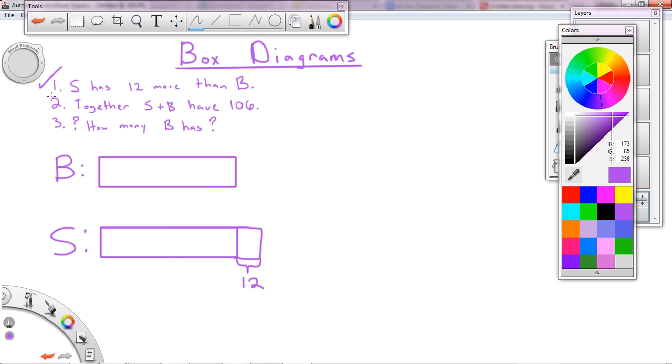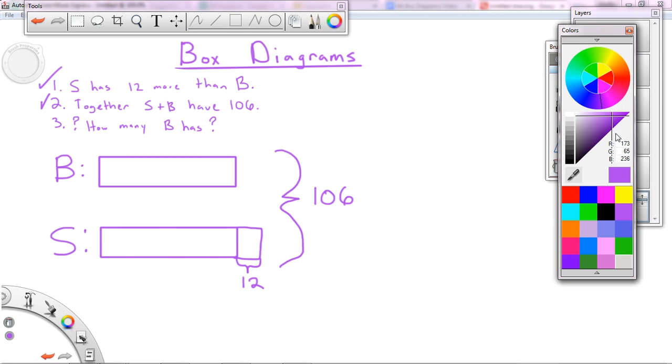Now, the second important piece of information: together, Squints and Benny have 106 baseballs. The way I'm going to represent that is by drawing a little bracket here and saying that all of these baseballs, when added together, give me 106 baseballs. And that's it. Step 2 is pretty easy to represent. Now we want to find how many baseballs Benny has, so we want to find out how many baseballs go in this box. Why don't we give it a little color? There we go. Look how much better that looks already.